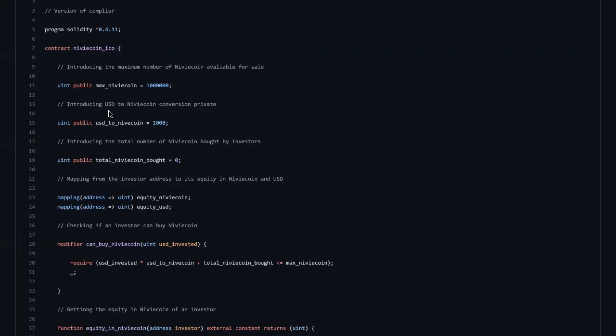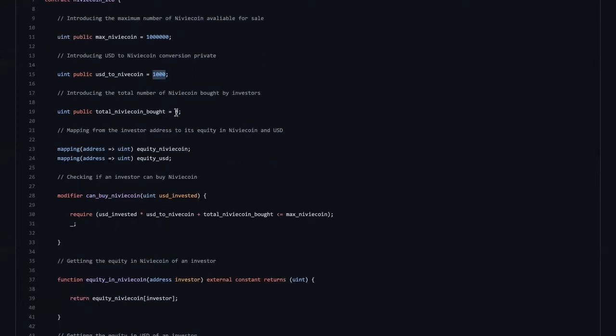Next, we're describing the conversion rate between US dollars and Niviecoin. So it's basically describing how much $1 US can get you in Niviecoin. So in this case, 1,000 Niviecoin is worth $1.